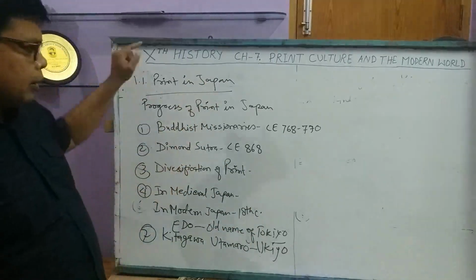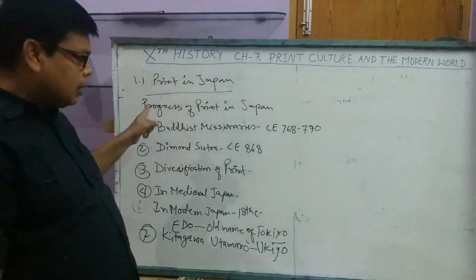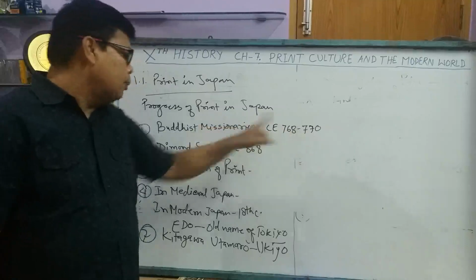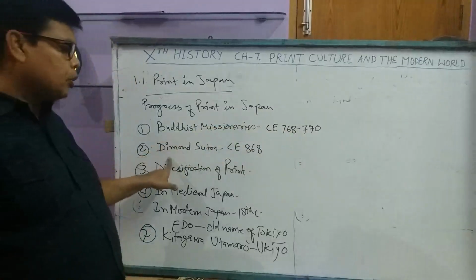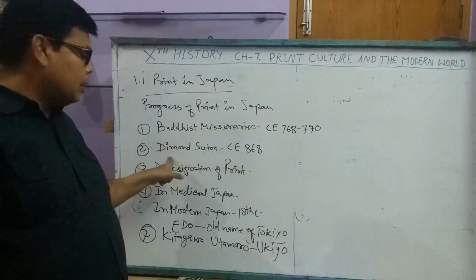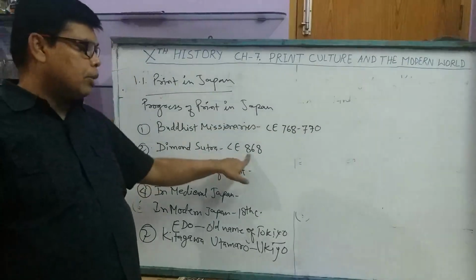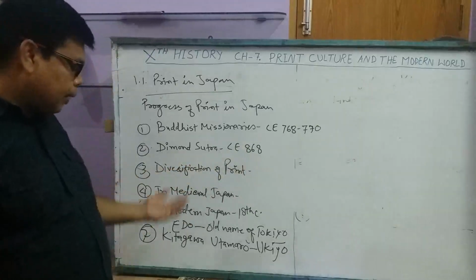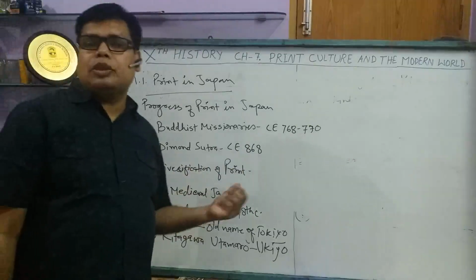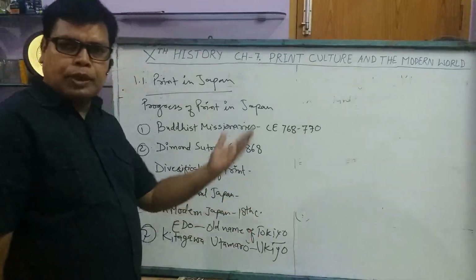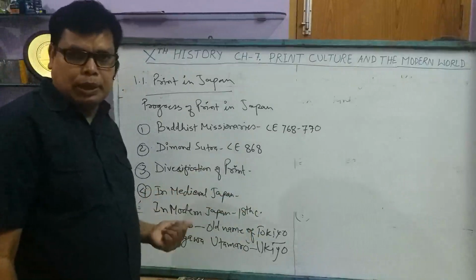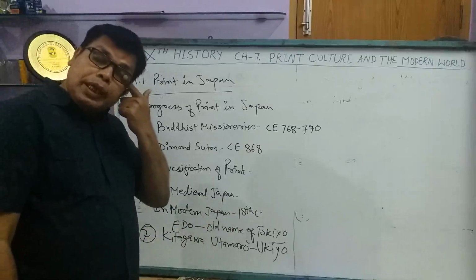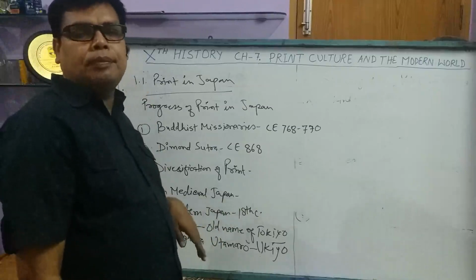Again I summarize: print reached China in the year 768 to 770 Common Era by the Buddhist missionary, and the first Buddhist book, a religious text, is the Diamond Sutra, dated 868 Common Era. Now print diversified, and in the medieval period, due to being cheap and abundant, we could see a lot of circulation in medieval Japan. And in modern Japan, in the 18th century, they imported printing technology.